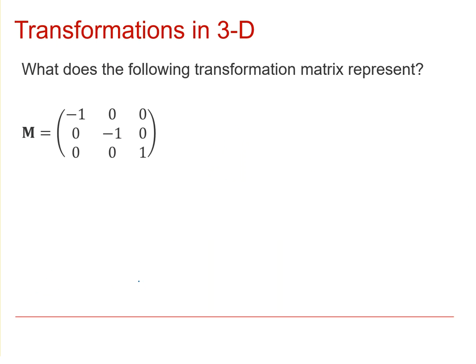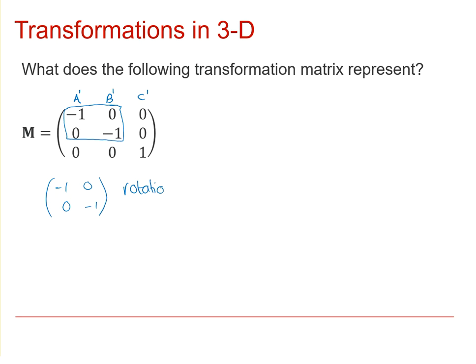Here's a second example. This looks a bit more complicated, but again, here's our image of A, our image of B, and our image of C. C hasn't changed, but A and B have. If we take a look at this, that's very similar to a matrix that we're familiar with from 2D transformations.